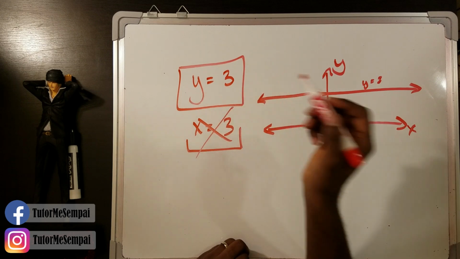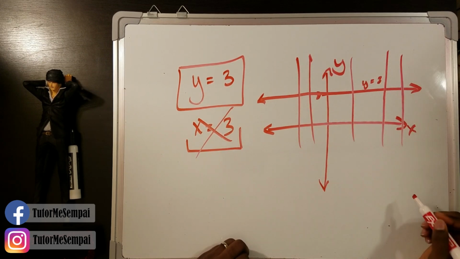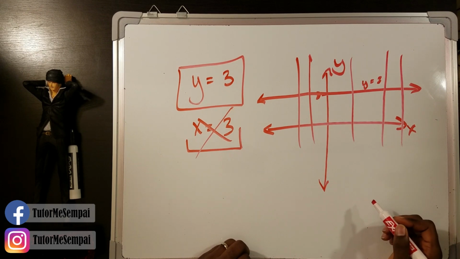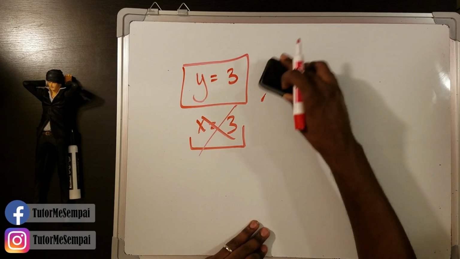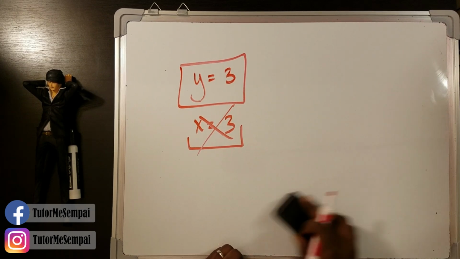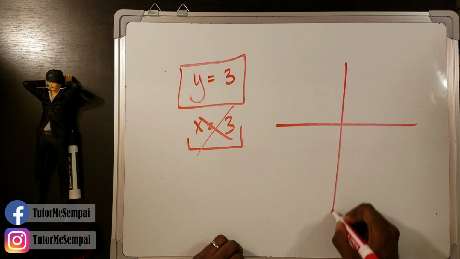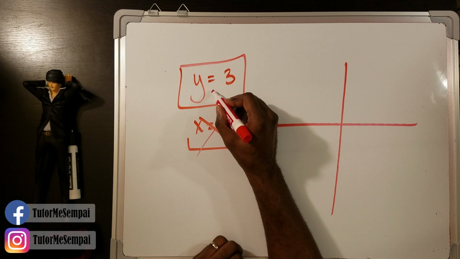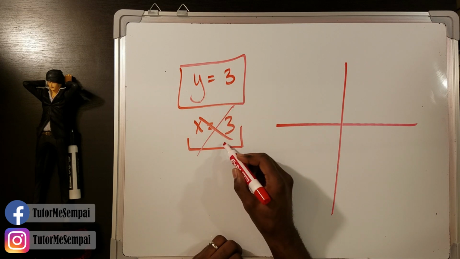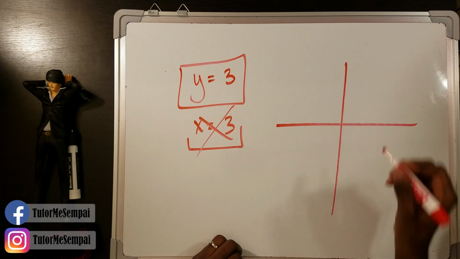Y equals 3 is a function. It passes our vertical line test. However, x equals 3 is not a function, and it looks a little bit different. Similar to how this says for every x, we're always going to have y equal to 3, this is saying for every y, we're always going to have x equal to 3.